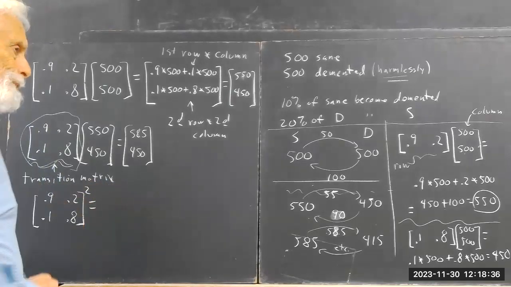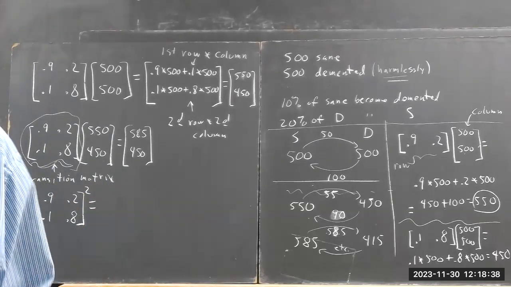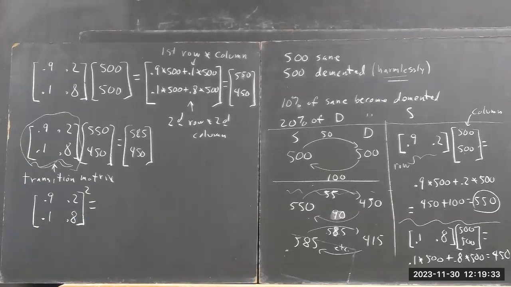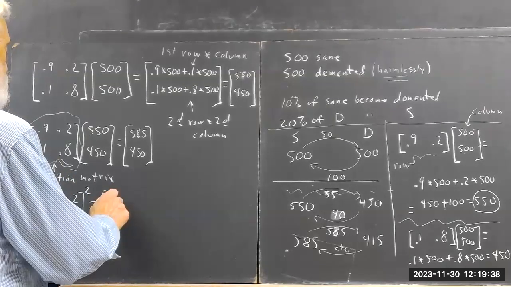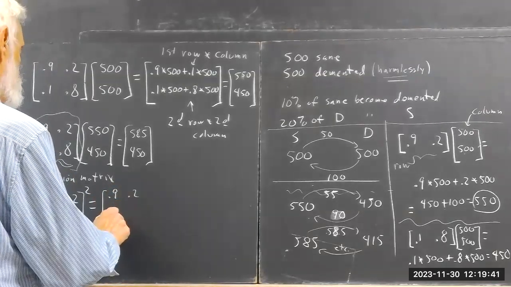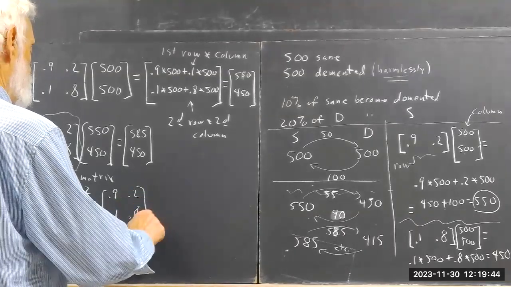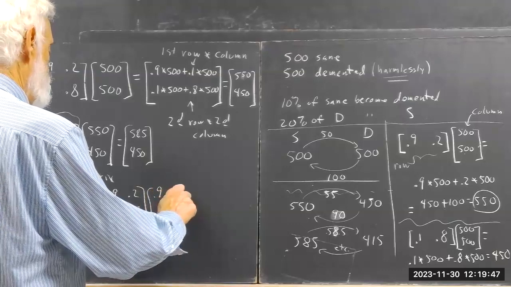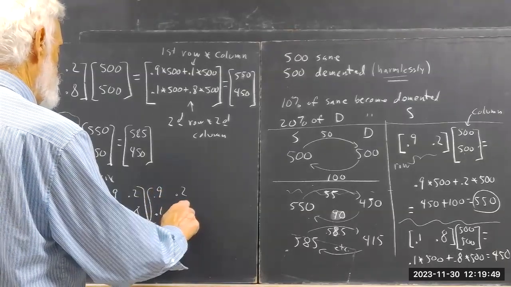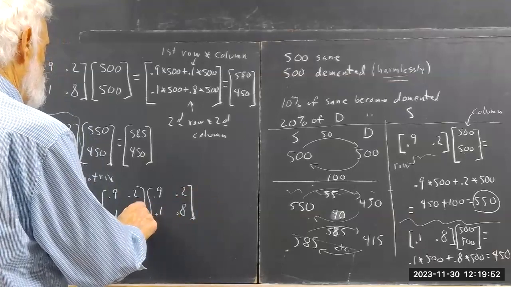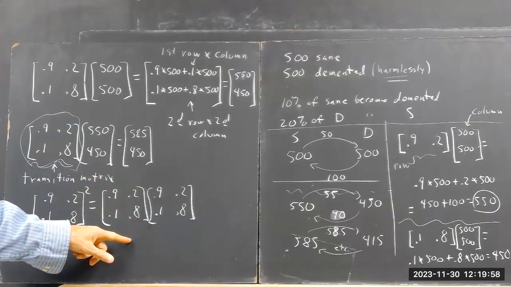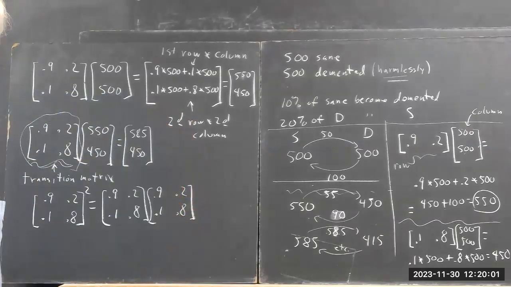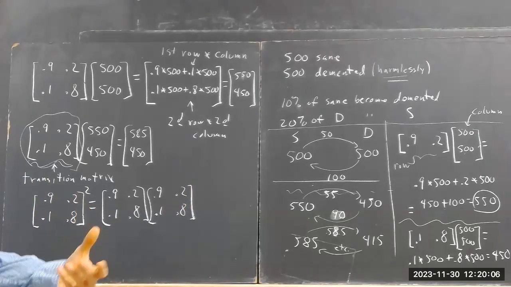What this means, anybody want to tell me what it means? What do you do to square something? To square something, you multiply it by itself. Now we've got row one and row two, and we've got column one and column two. Fair enough? How many different ways could you multiply a row by a column?